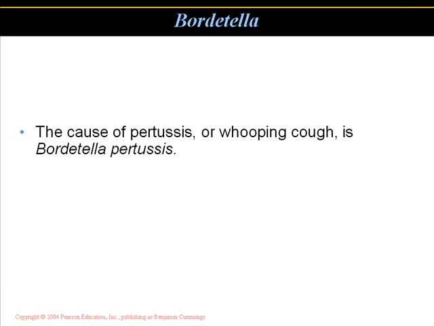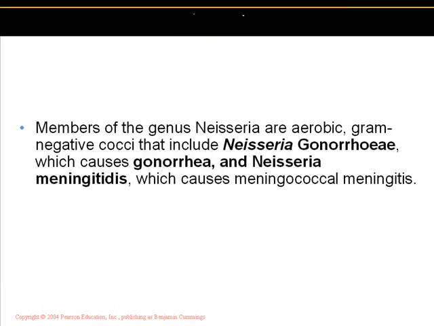Bordetella, another important one because it leads to a condition referred to as pertussis, which you should be familiar with. Pertussis relates to whooping cough, a prevalent disease in children. Neisseria, another organism that's important to recognize. This is a gram-negative diplococci, gram-negative cocci. Neisseria gonorrhoeae causes gonorrhea. Neisseria meningitidis causes meningococcal meningitis. Very important disease to be able to recognize and to be able to identify.